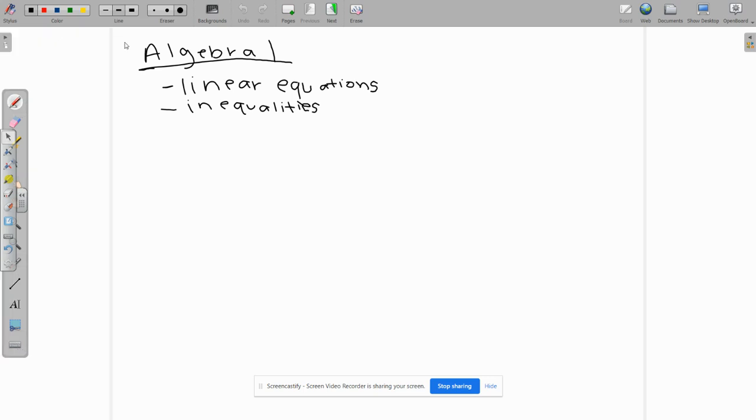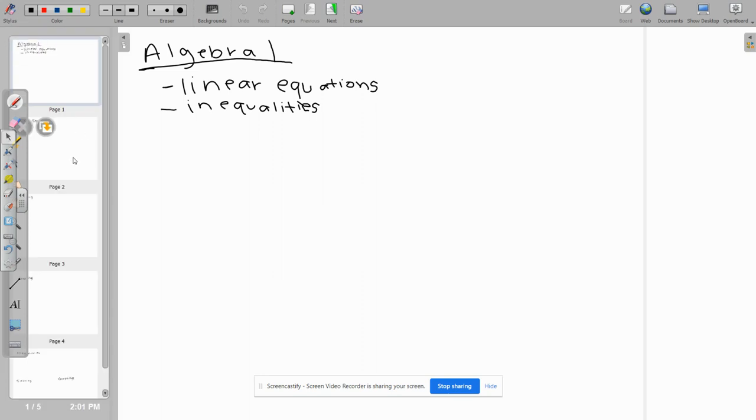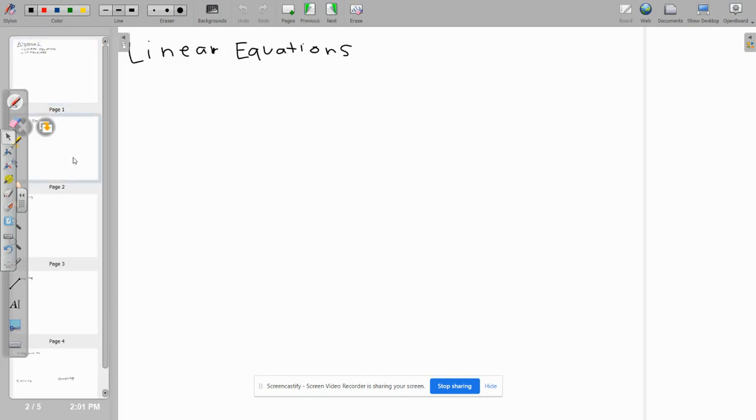This is for Algebra 1 and we're specifically going to be focusing on equations and inequalities and what that looks like when it comes to terms with solving them as well as graphing. So we're going to start off by looking at equations, just linear equations, and just giving a brief overview.